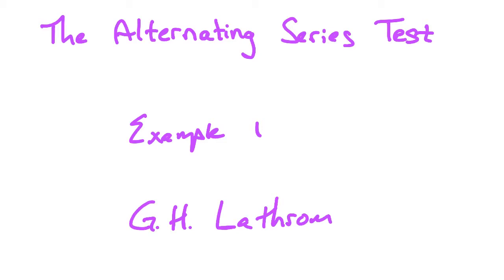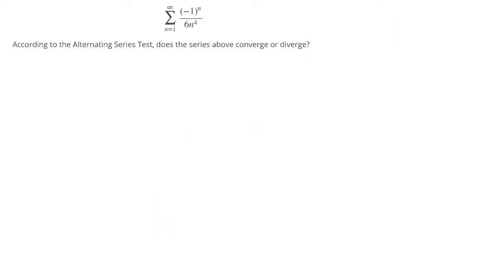Greetings, everybody. Let's take a look at an example using the alternating series test. In this example, we're given an alternating series and we're just asked the simple question, does the series converge or diverge? And for that, let's take a look at what the alternating series test actually says.